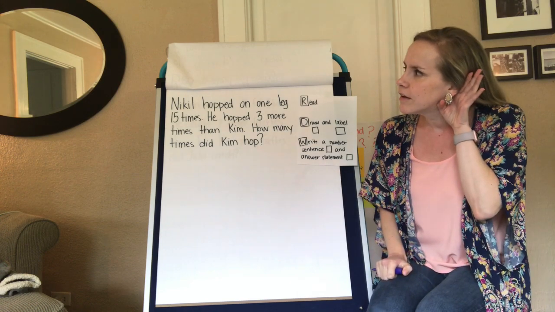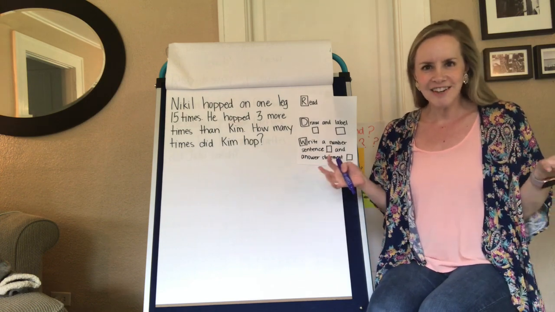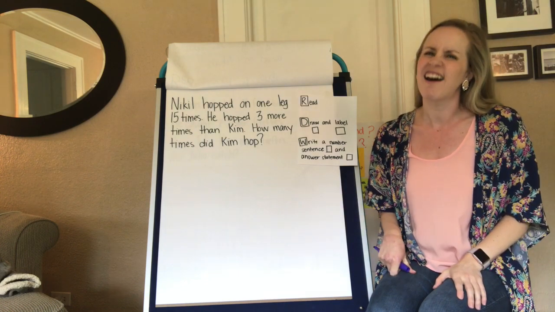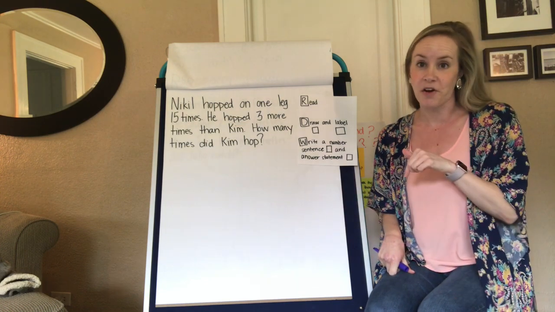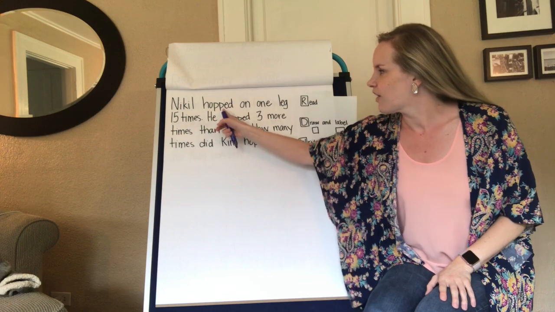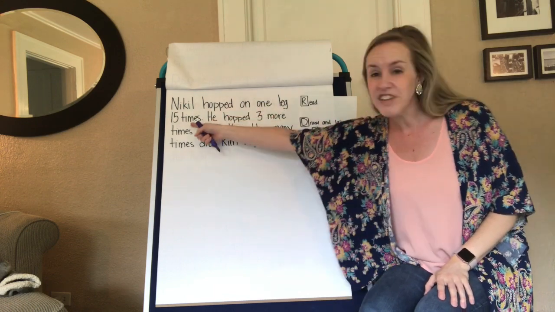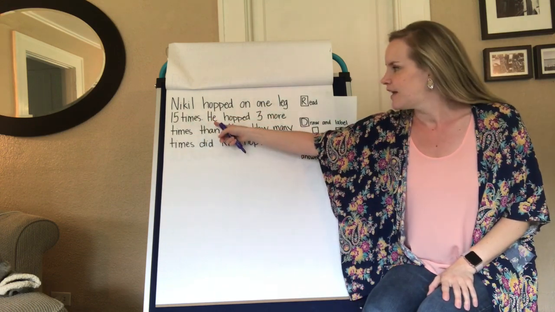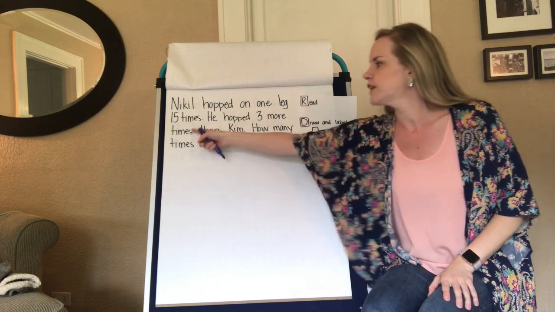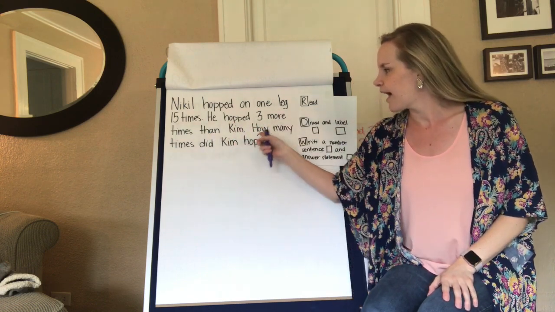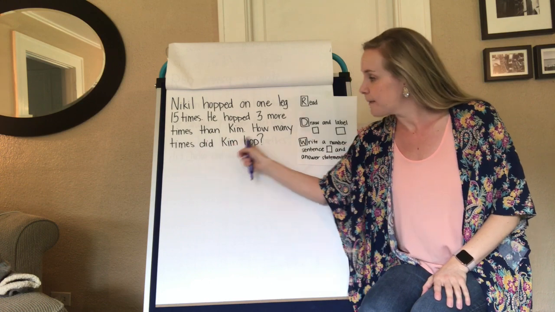Did you say read for RDW? You are 100% right. Let's read it all the way through first. Nikhil hopped on one leg 15 times. He hopped 3 more times than Kim. How many times did Kim hop?